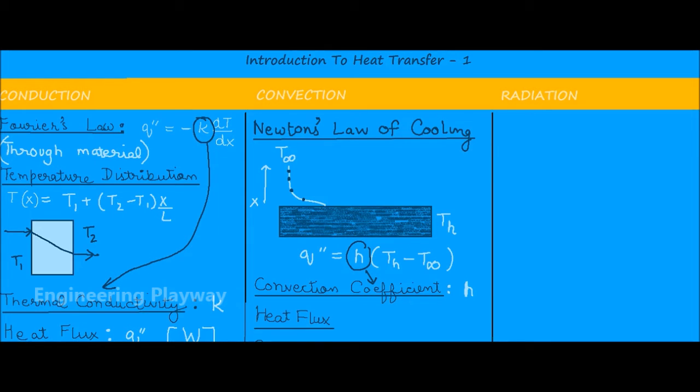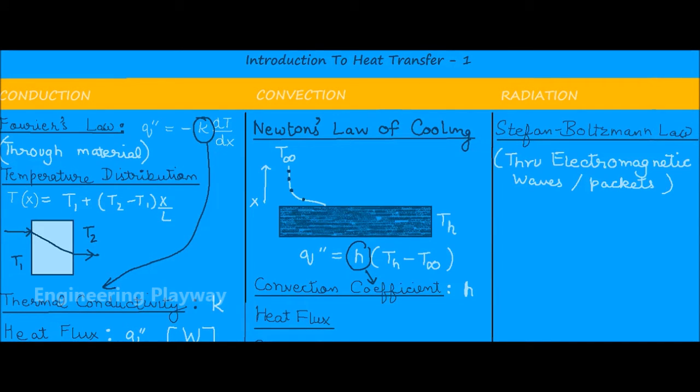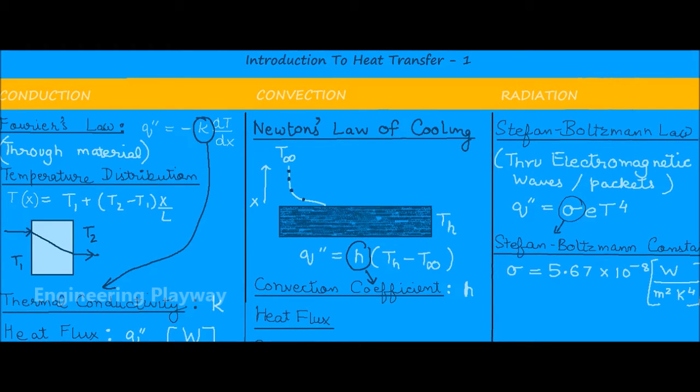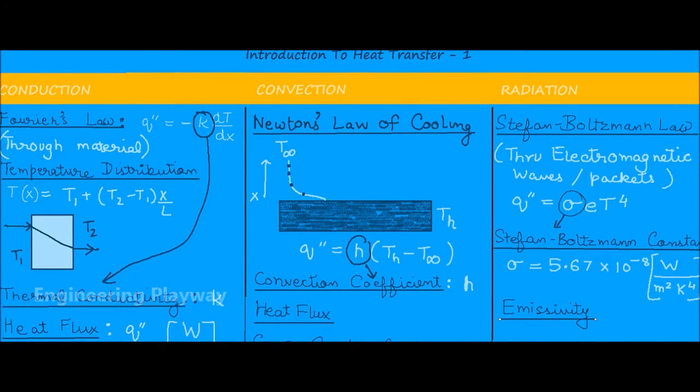In radiation, the Stefan-Boltzmann law works. As told before, it works like electromagnetic waves. It holds the equation q'' = σ ε T^4. In this, σ is the Stefan-Boltzmann constant, which is equal to 5.67 × 10^-8 W/m²K⁴.